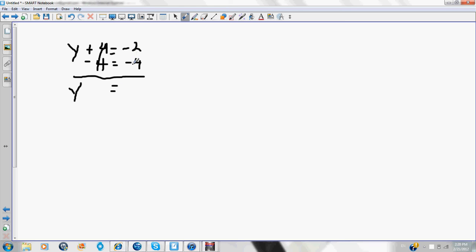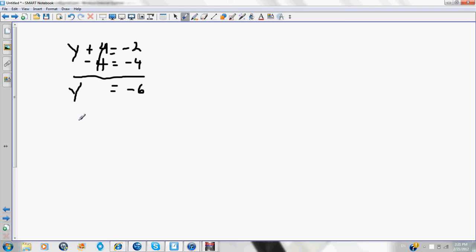and negative 4. When you have the same signs, and in this case we have a negative and a negative, you get the sum of the two numbers. The sum of 4 and 2 is 6. And when you have the same signs, you get the sum of the two numbers and you keep the sign. So your answer will be negative 6.